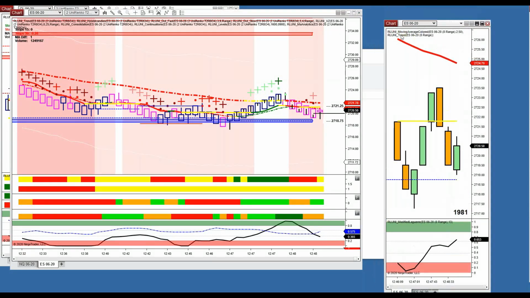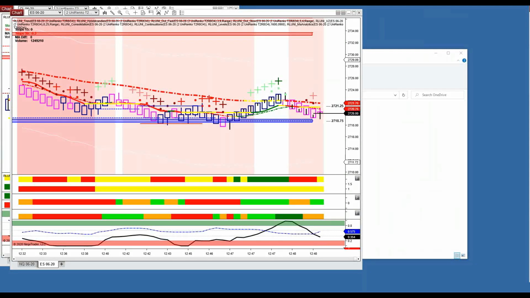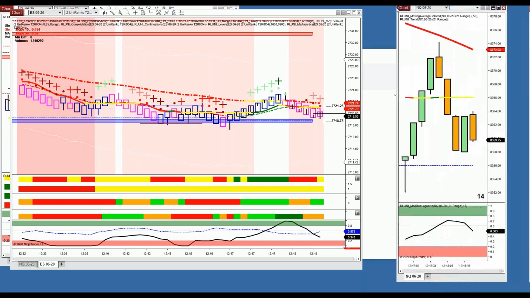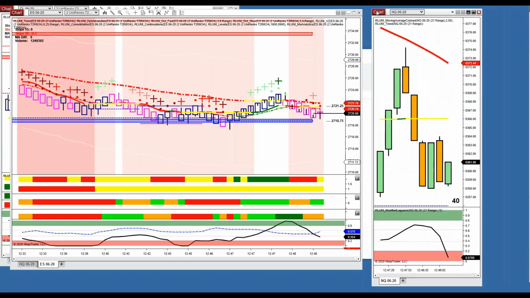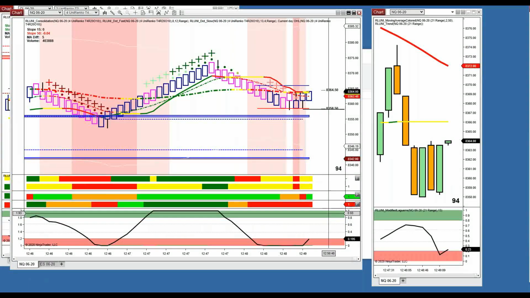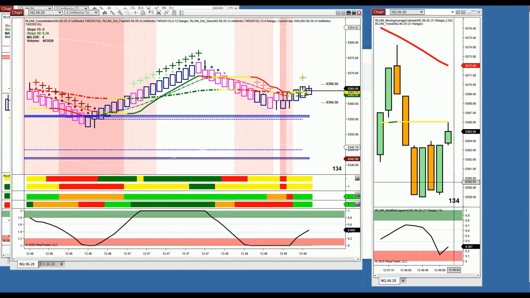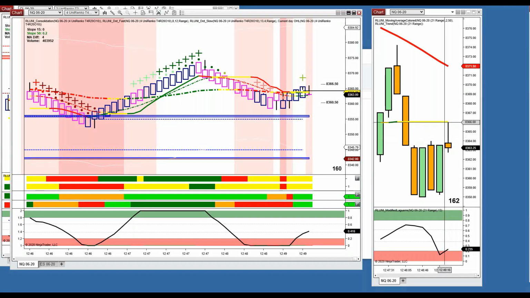On the NASDAQ, it's a 21 range. It's a 13 and 21. And if we go to the NQ, you'll see that we're just looking for a short trade because we've got that trend below the SMA 50. A long trade is risky.